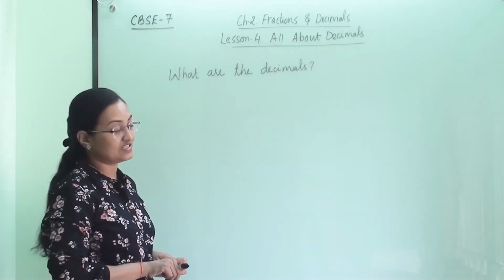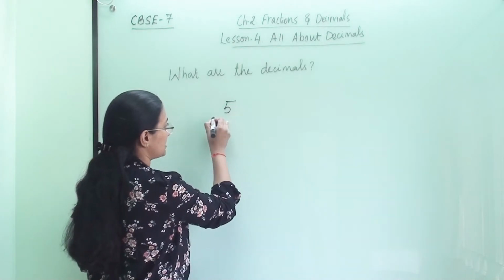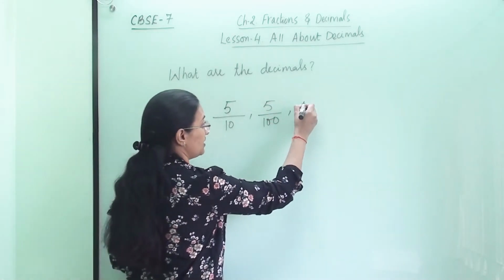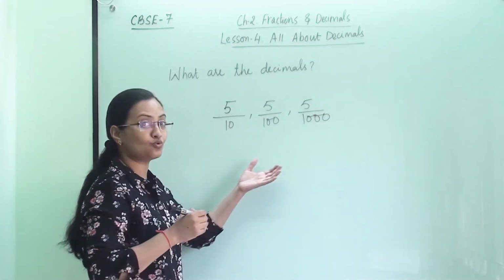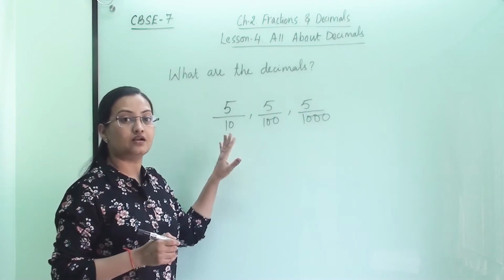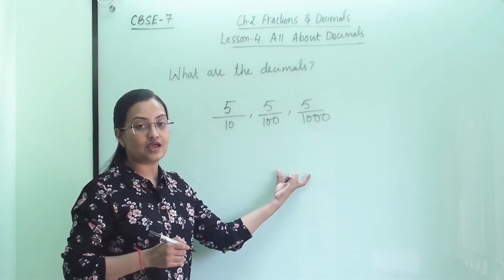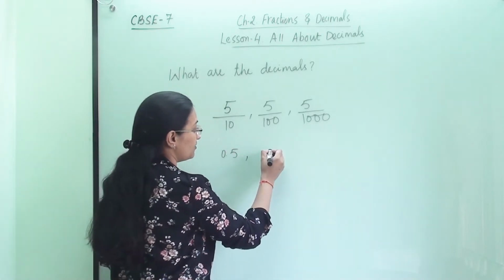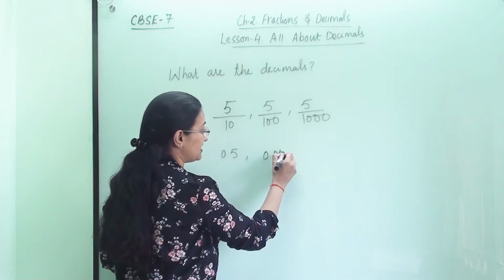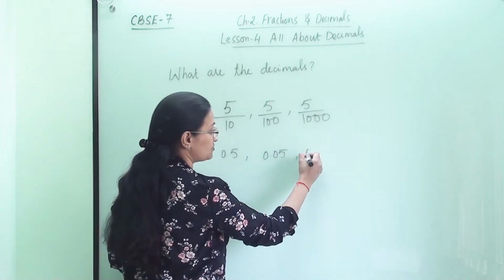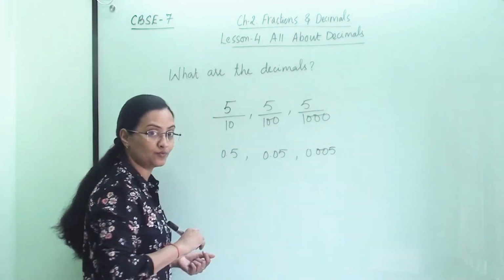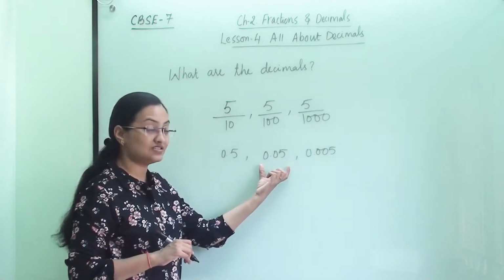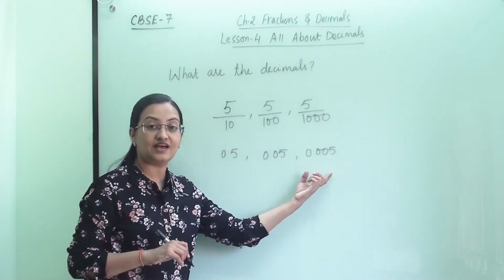So first of all, what are decimals? Whole numbers, for example 5, when they have tens, 100 or 1000 in the denominator, and so on, these fractions we can convert into decimals and write as decimals. So how? 5 over 10 we write as 0.5. Then 5 over 100 we write as 0.05, and if 5 over 1000 is there, then we can write 0.005. So let us understand that when 10 is there it is 0.5, when 100 is there it is 0.05, and why there is a change in the decimal point.